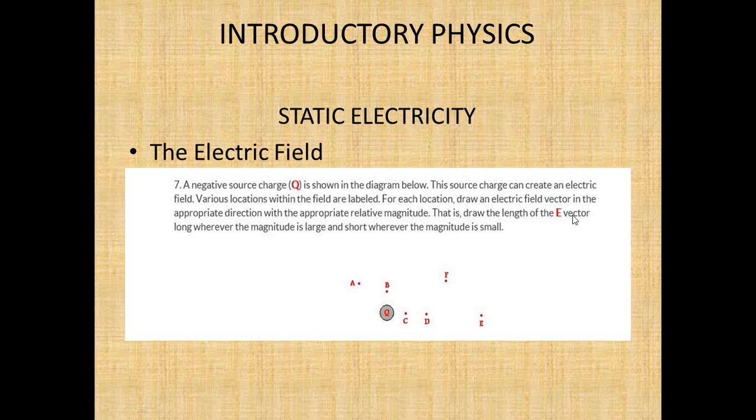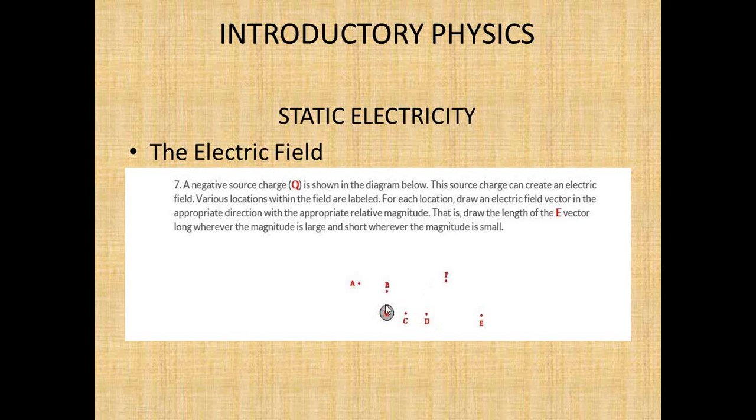That is, draw the length of the vector long whenever the magnitude is large, and short whenever the magnitude is small. So basically, the concept here is this is negative. Look at the distance. The closer the distance, the greater the field strength.